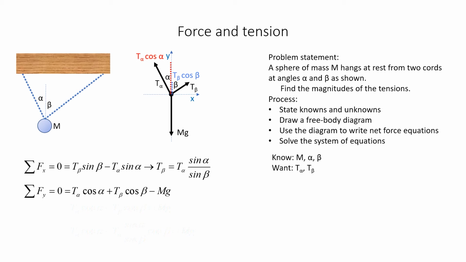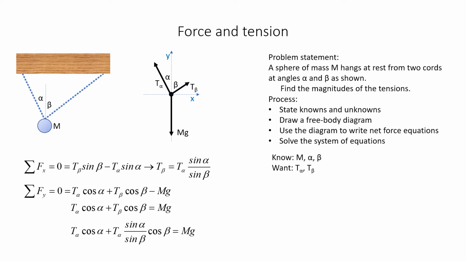For net force in the y direction, it equals 0 equals T alpha cosine alpha plus T beta cosine beta minus mg, which points downward. Notice this time, T alpha cosine alpha is not equal to T beta cosine beta, but they add up to equal mg. We can use substitution here. Our T beta equals T alpha sine alpha over sine beta. We can substitute that into our equation.